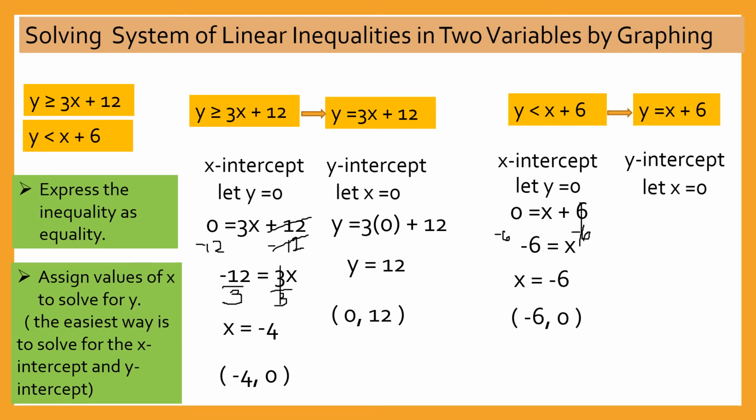Now, let's solve for the y-intercept. So let x is equal to 0. So instead of x, you write 0 or replace that with 0. So y is equal to 0 plus 6 from this equation. So that is y is equal to 6. So the point now, x is 0 and y is 6. Now, so we have now 2 points on this inequality and 2 points on this inequality. We can now graph this, or we can now plot the points. So let's proceed to the next page.